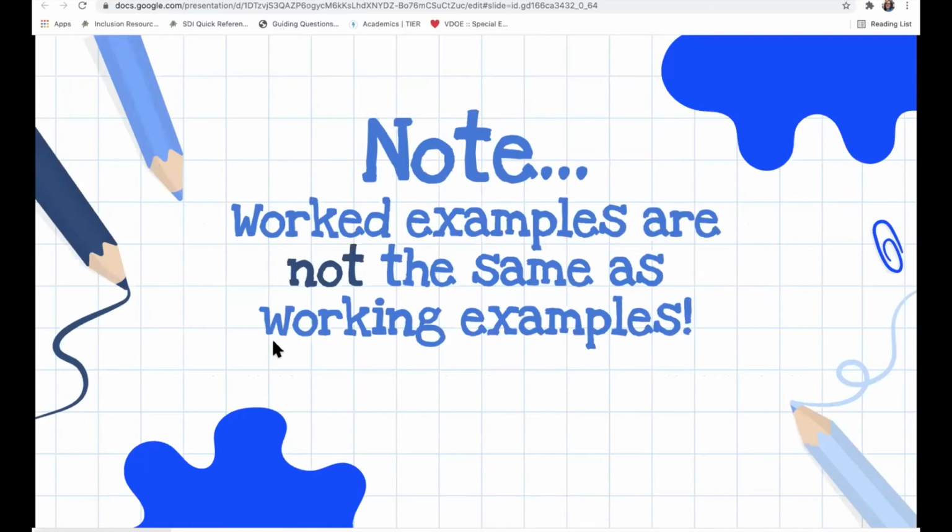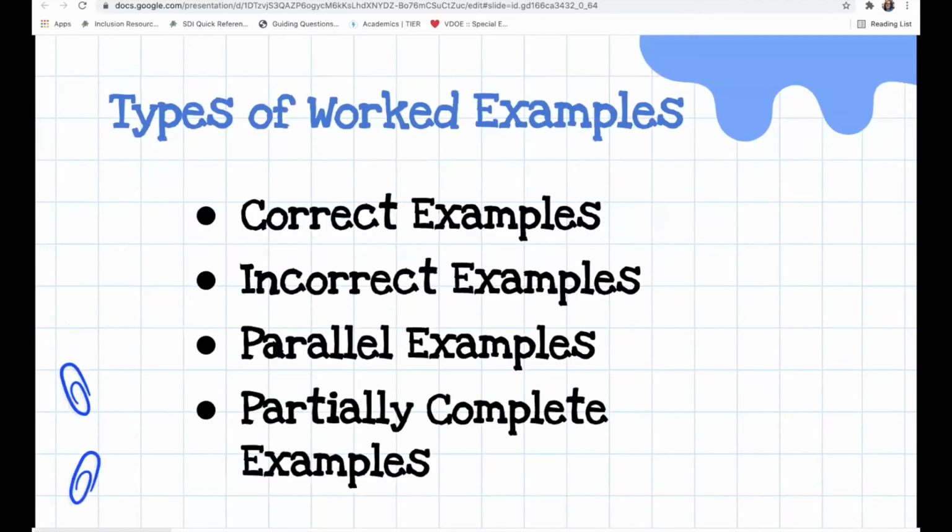Worked examples are not the same as working an example. I cannot tell you, if we work an example with our students, that means we're going through step by step. A worked example is already done, and now we're going to study that example. So we're teaching our students to study. Again, this is part of the SDI, specially designed instruction, to teach our students to study the problems.